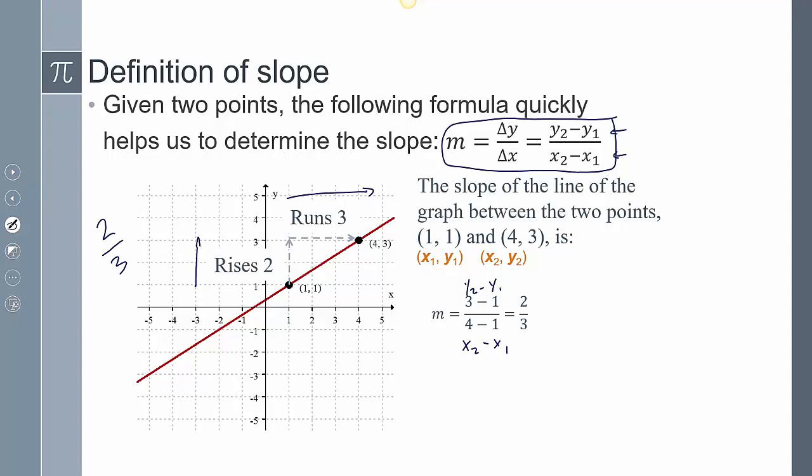So understand that visually we can look at that and look at how much it moves up divided by how much it moves over, or up and down I should say. Or I can just find the points, which is (1, 1) and (4, 3), and I can plug them straight into the formula to simplify it.